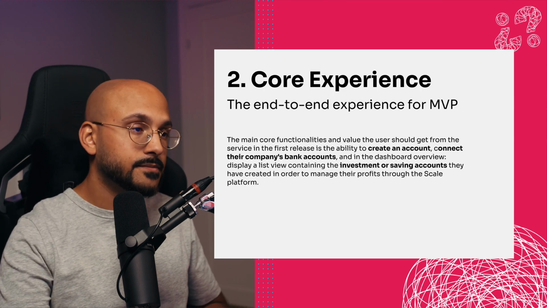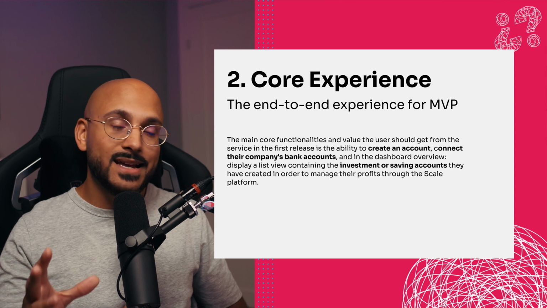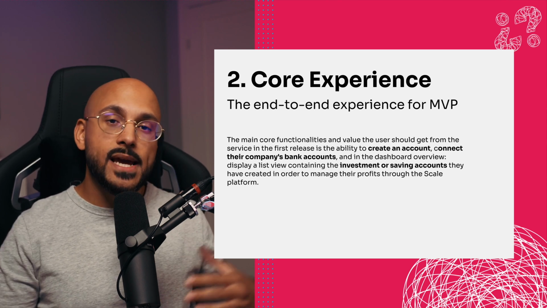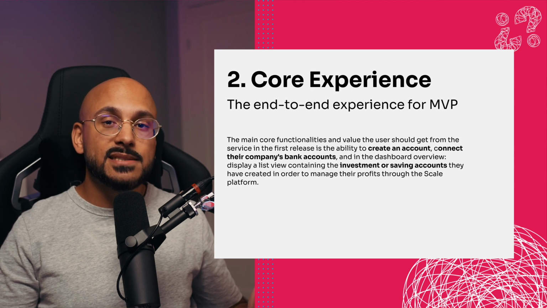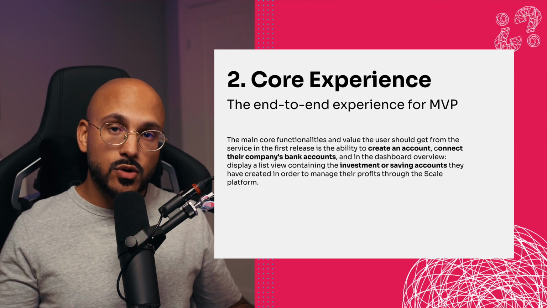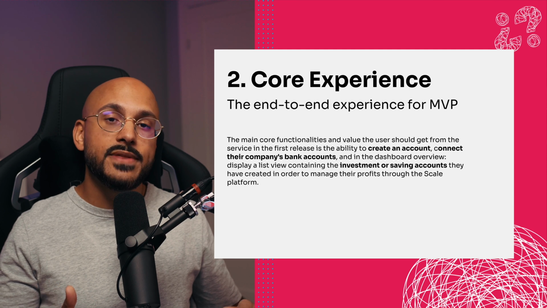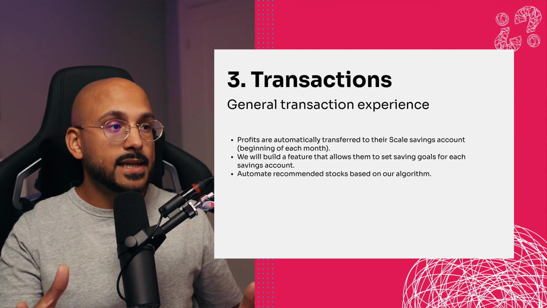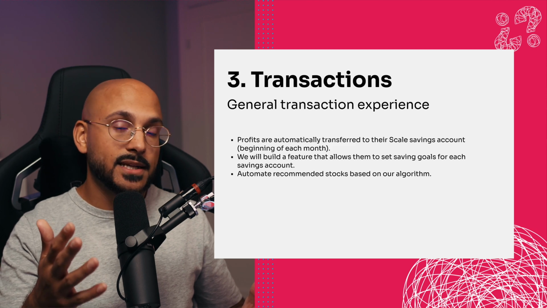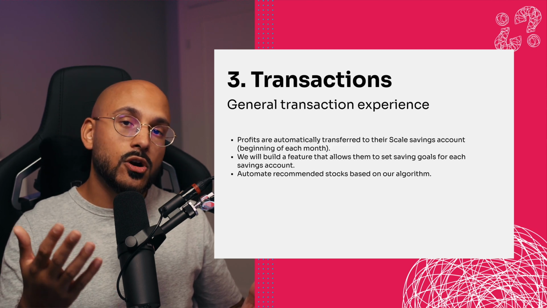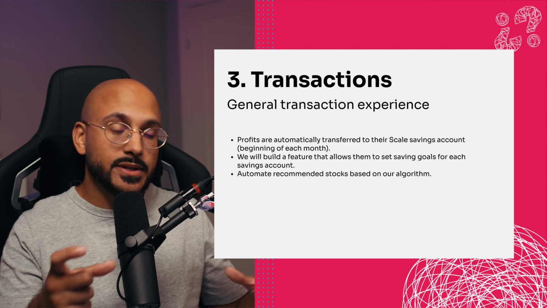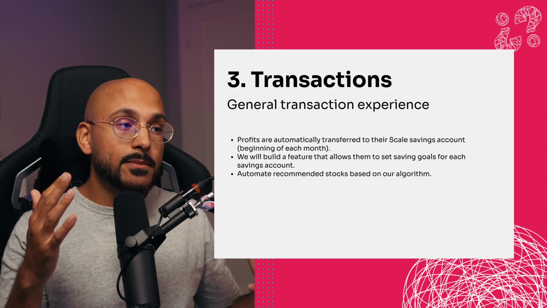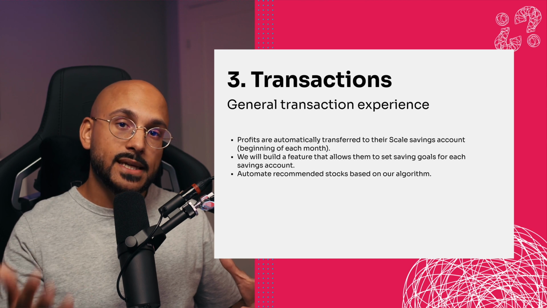Moving on. We got the core experience, the end-to-end experience for the MVP. The intent is for a user to create an account, connect their company's bank accounts, and in the dashboard overview, display a list view of the investment or saving accounts on the Scale platform. Transactions, the general transaction experience. Profits are automatically transferred to their Scale savings account at the beginning of each month, and they will be able to set saving goals for those accounts.